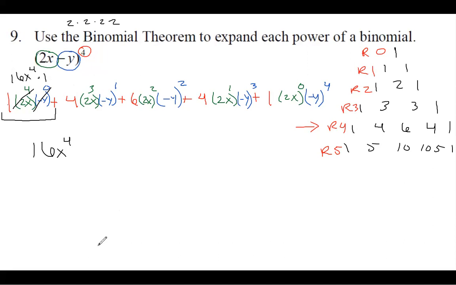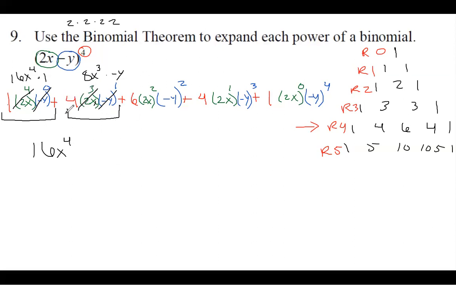All right, step by step, guys. Now, my next term is right here. Let's compute this part. 2x to the power of 3 is going to be 8x to the power of 3. Negative y to the power of 1 is going to be negative y. So this is now 8x to the power of 3, negative y.